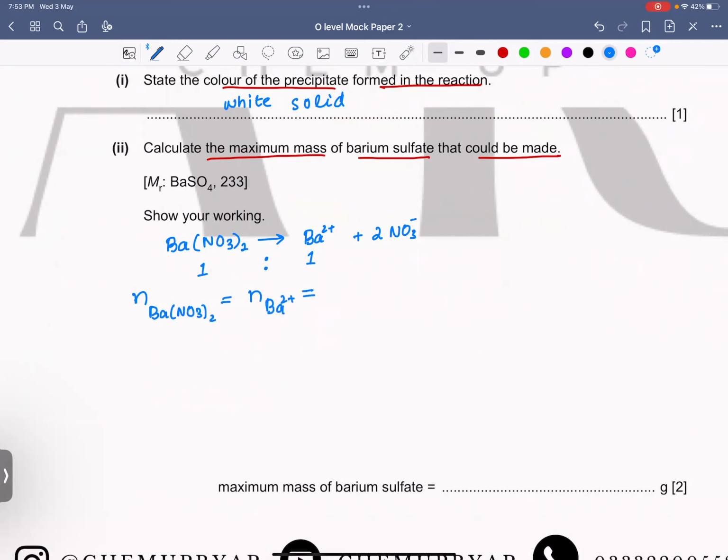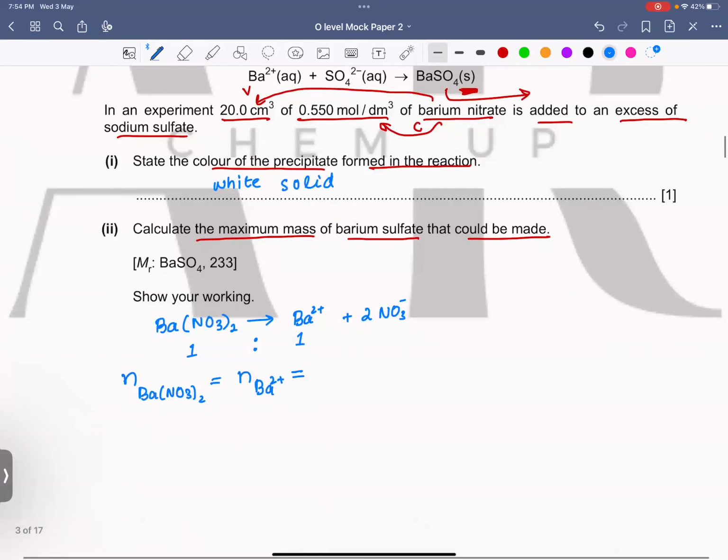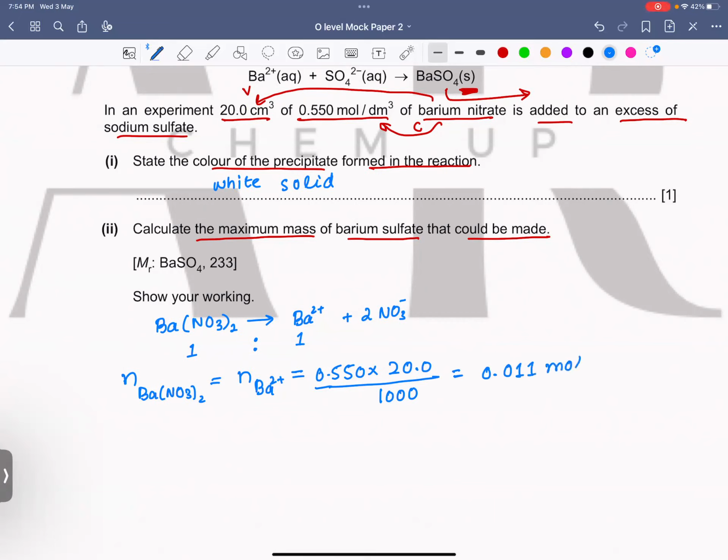So to find the moles, I have to multiply the concentration of the barium nitrate solution by the volume, and as the volume is in centimeter cube, I have to convert this volume into decimeter cube, and for that I will divide it by 1000. Yes. So what will be the moles of barium over here? 0.011 moles of barium ions that I have found.